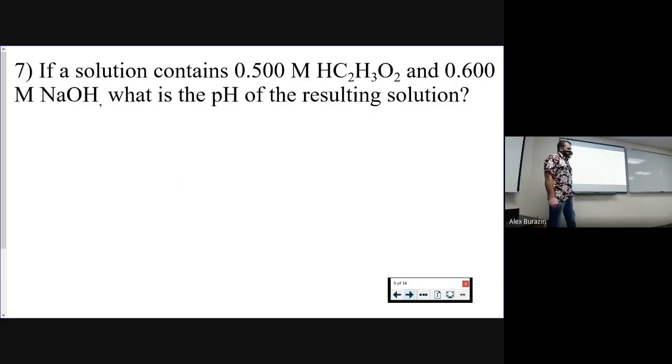If a solution contains 0.5 molar acetic acid, which is HC2H3O2, and 0.6 molar sodium hydroxide, what is the pH of the resulting solution? Same thinking, same thought process as what we did at the tail end of yesterday's class. We need to get to moles first. We're going to set up a mine table, and we need moles if we're going to set that up. So let's take what we have right now and let's get to moles.